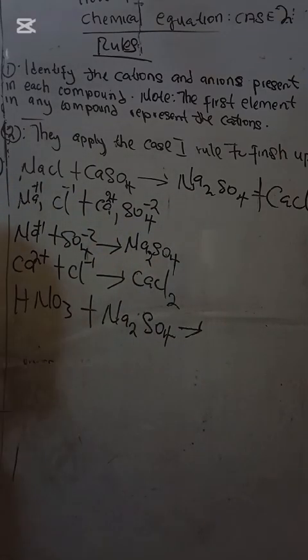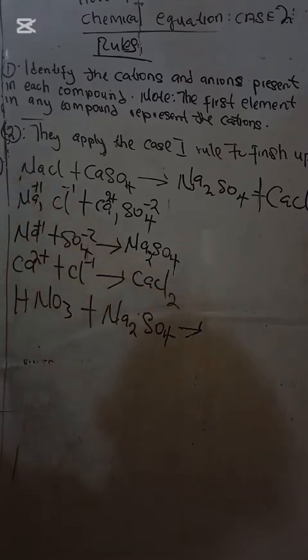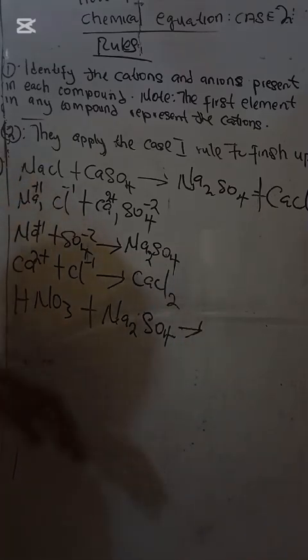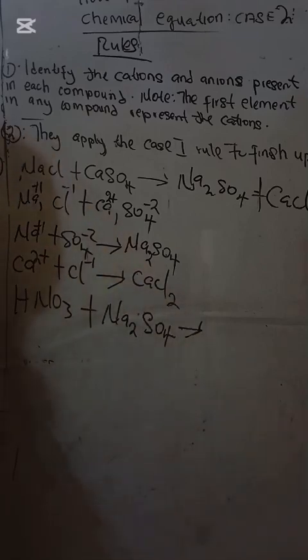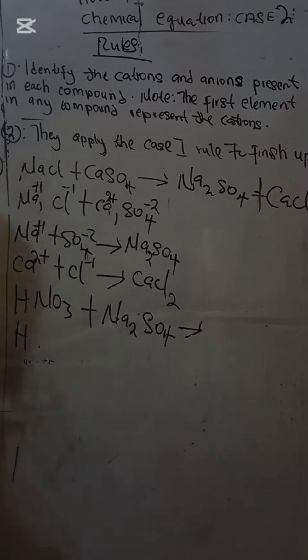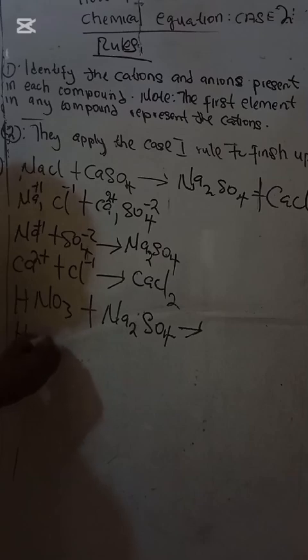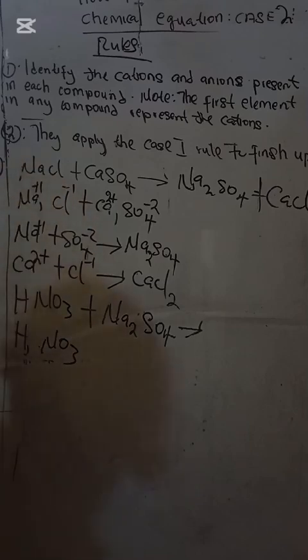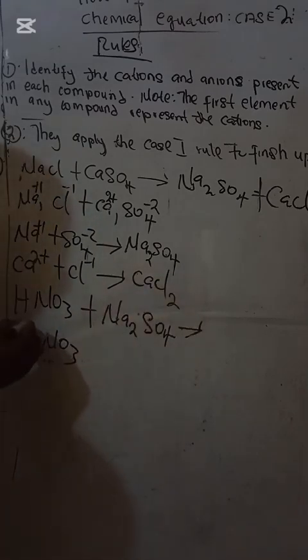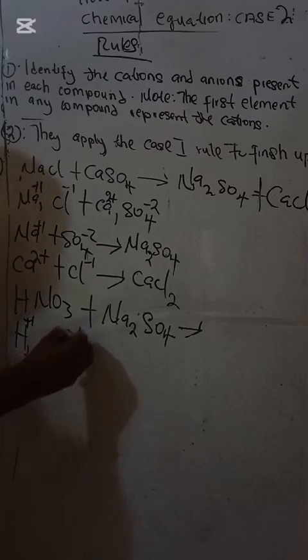Now let's do the same thing. So identify the cations and the anions present in each of the compounds. Now remember that the first element in any compound represents the cation. So look at this HNO3. The first element here is what? H, right? Okay. So I quickly bring out H, right? Now the next one is what? NO3. What is the charge of H? From our first video, charge of H is +1, NO3 is -1.